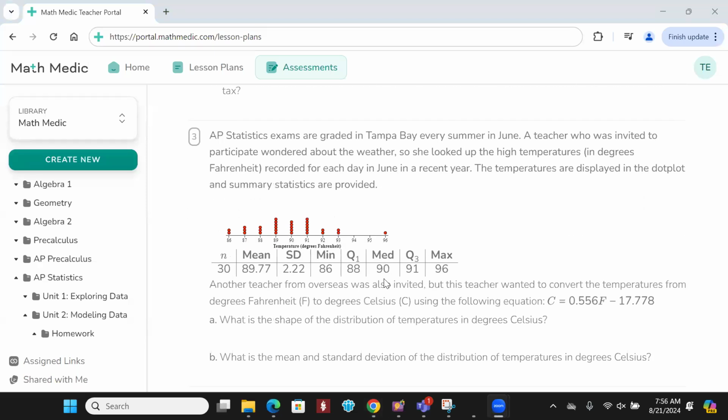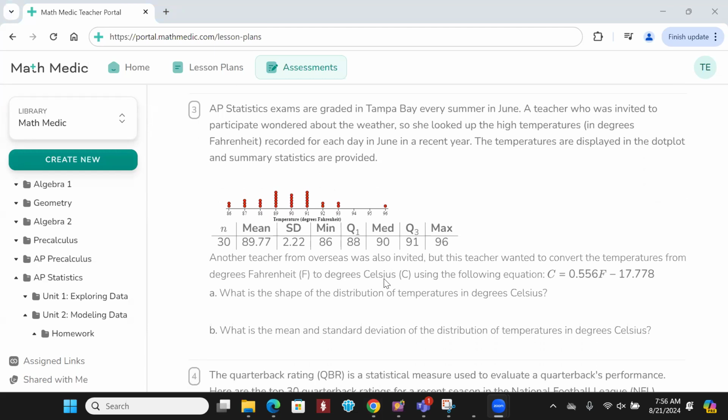All right, on three. Three should be fairly symmetric. The mean and standard deviation of this one is going to be 32.13 for the mean. The standard deviation is going to be 1.23. Everybody okay? So we're on number three.